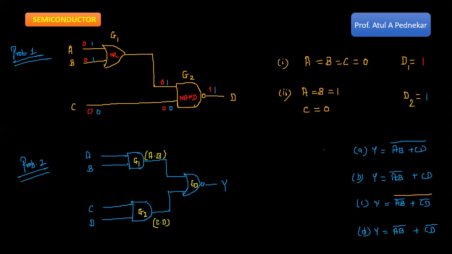Gate 3 कौन से टाइप का गेट है? NOR gate. नॉर गेट ना. अगर ये AND गेट होता तो हम क्या लिखते हैं? A dot B, ओके, प्लस क्या लिखा जाता? C dot D. लेकिन ये नॉर गेट है तो हमें इसका कॉम्प्लीमेंट लेना होगा. So which option will be correct? Answer, option A will be correct.